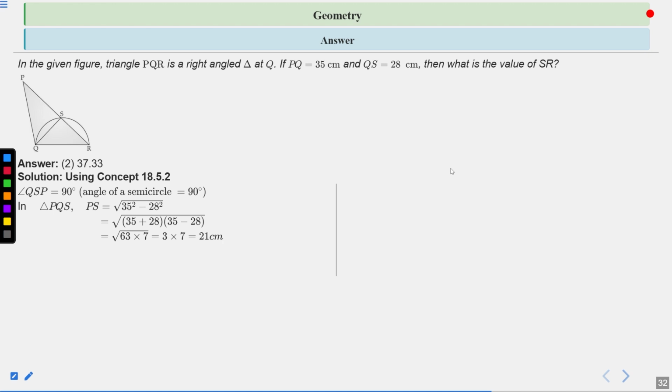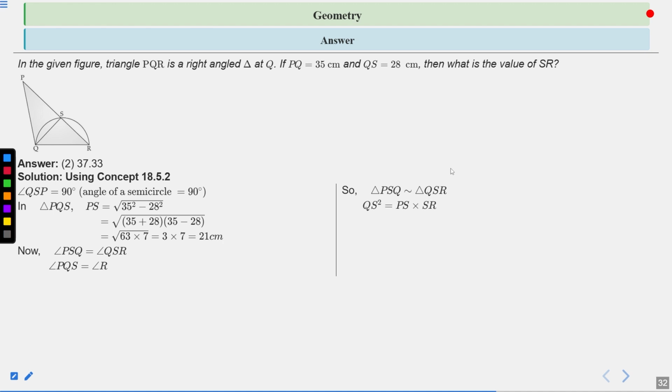Now angle PSQ equals angle QSR, and angle PQS equals angle R. So we can say that both triangles, triangle PSQ and triangle QSR, are similar.